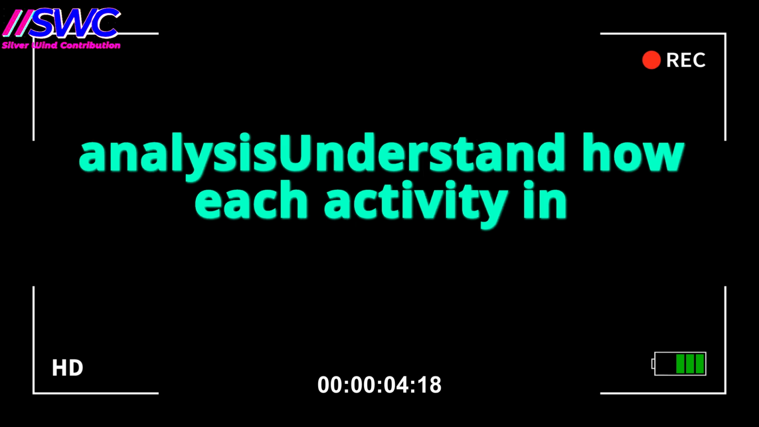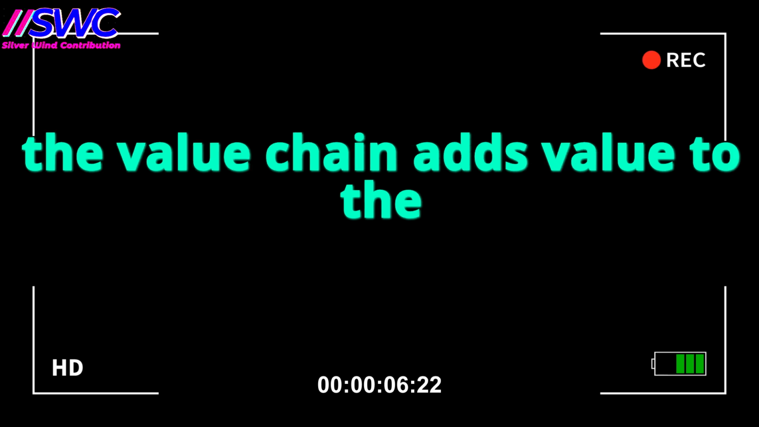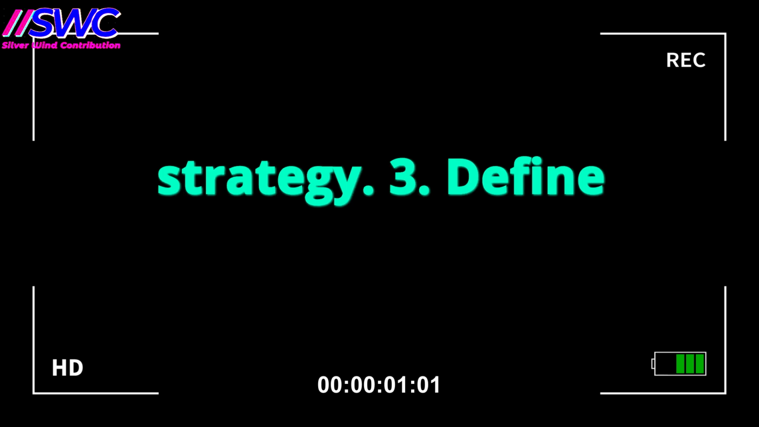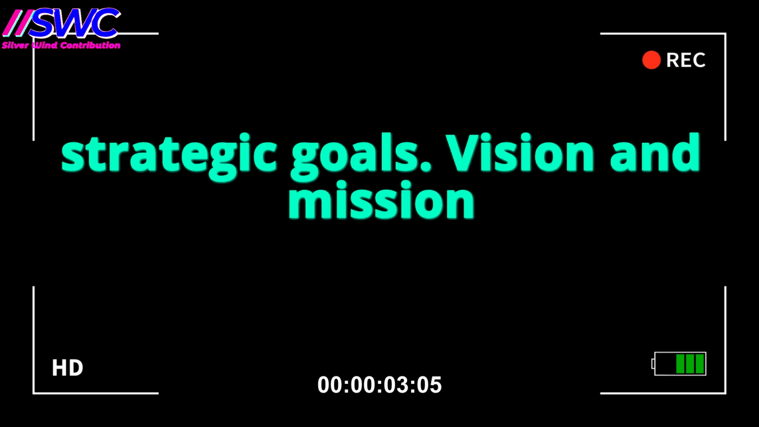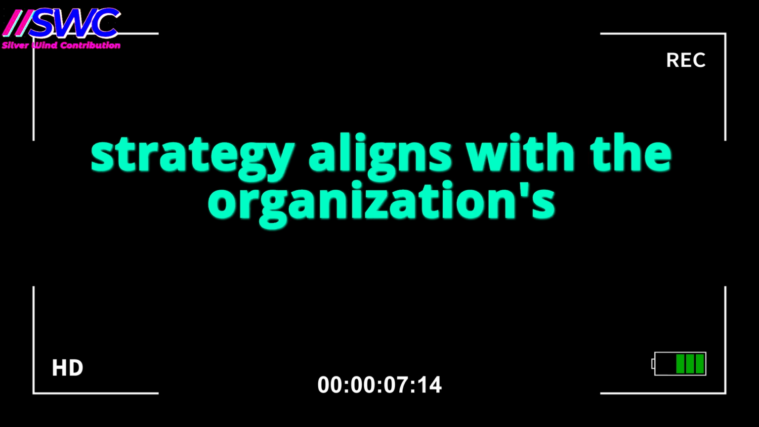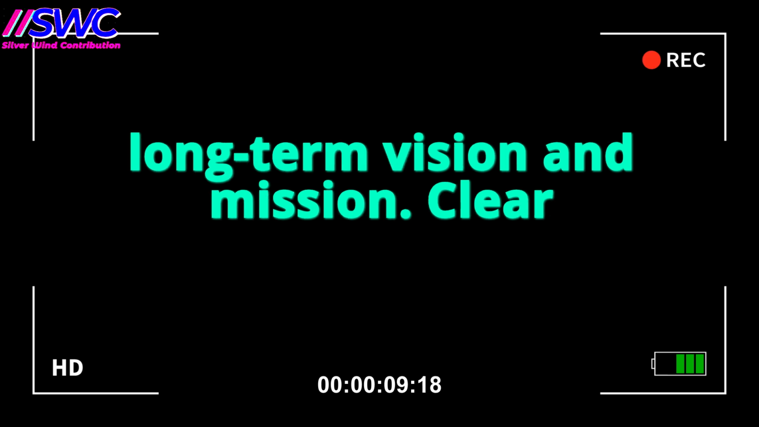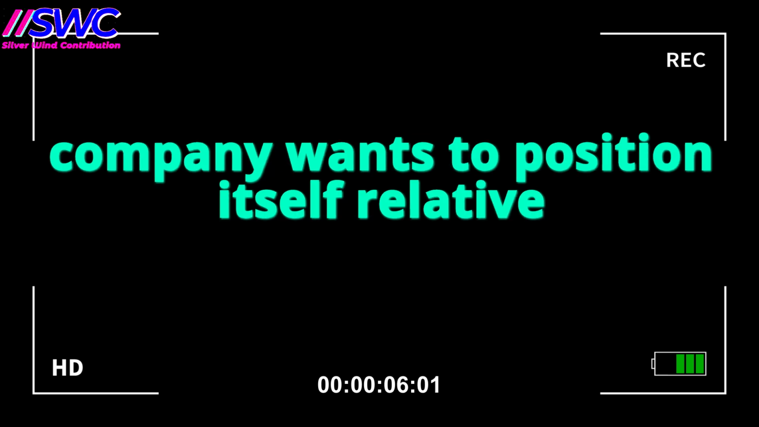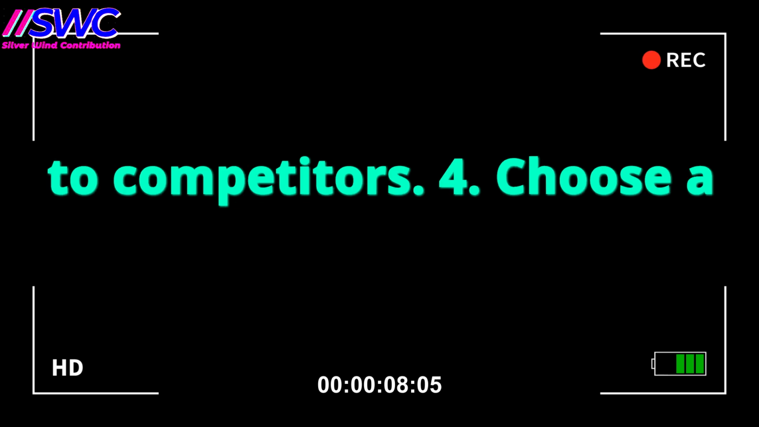Value chain analysis. Understand how each activity in the value chain adds value to the customer and contributes to the overall strategy. 3. Define strategic goals. Vision and mission alignment. Ensure that the competitive strategy aligns with the organization's long-term vision and mission. Clear objectives. Establish measurable, time-bound goals that reflect where the company wants to position itself relative to competitors.